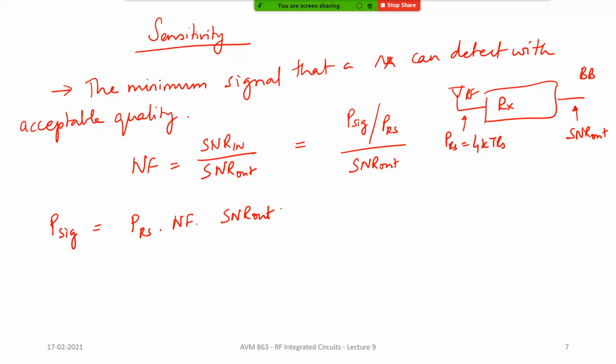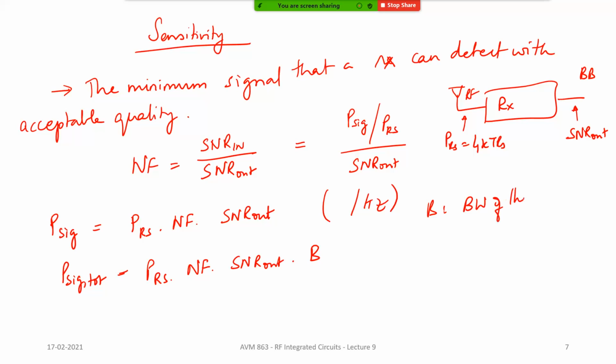So what happens is the total signal power, this is all per hertz, okay. Now here this is nothing but PRS times noise figure times SNR out times bandwidth, where B is basically the bandwidth of the modulated signal, okay.